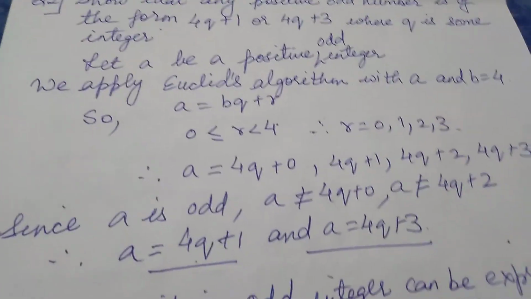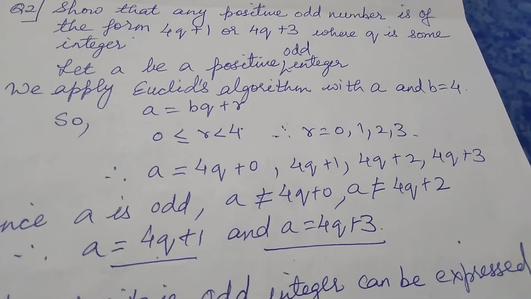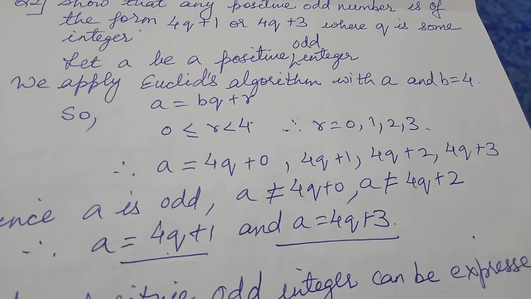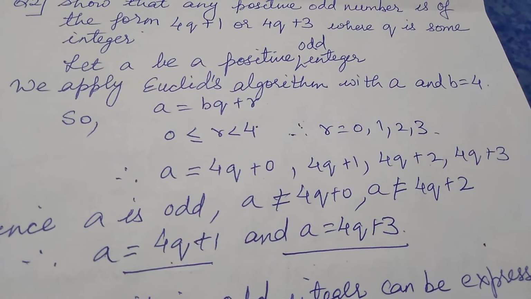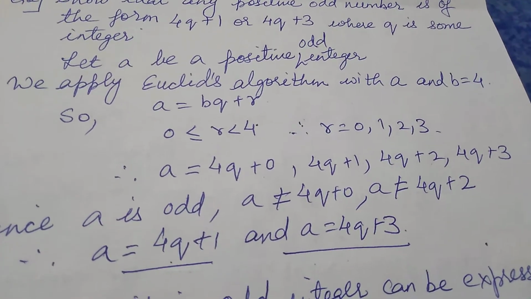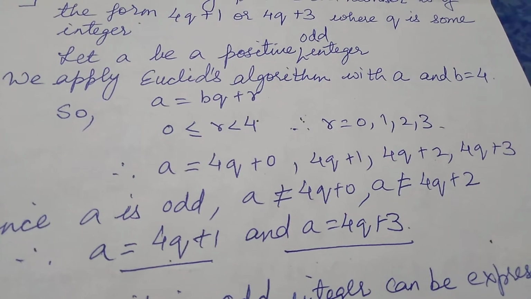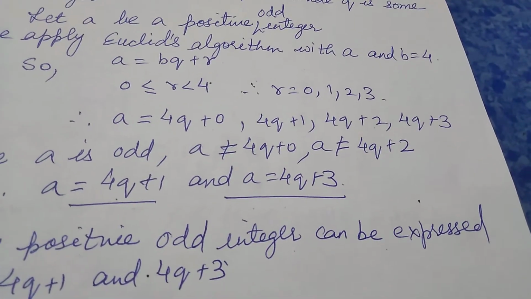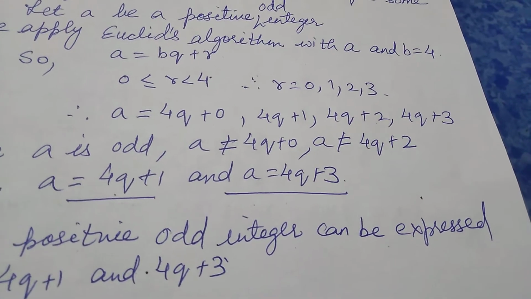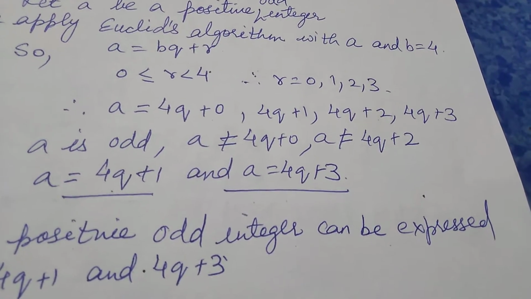Now let a be the positive integer. Now we will apply the Euclid's algorithm with a and we'll take b as 4. So a can be written as bq plus r. That means a is equal to 4q plus r. And this r will take the values between 0 to 4. So r will be 0, 1, 2 and 3. So क्या क्या मिलेगा हमें? a is equal to 4q plus 0, a is equal to 4q plus 1, a is equal to 4q plus 2 and a is equal to 4q plus 3.